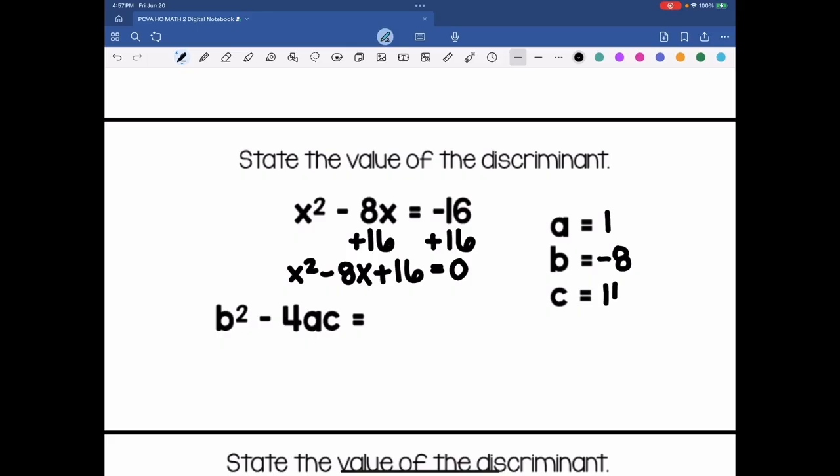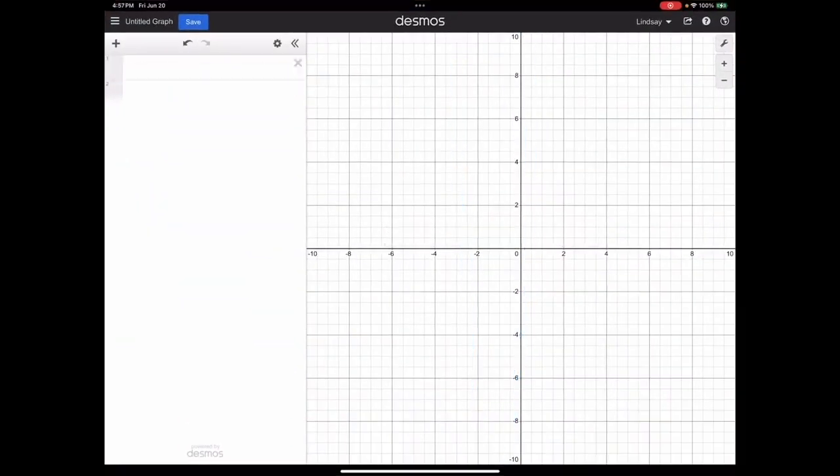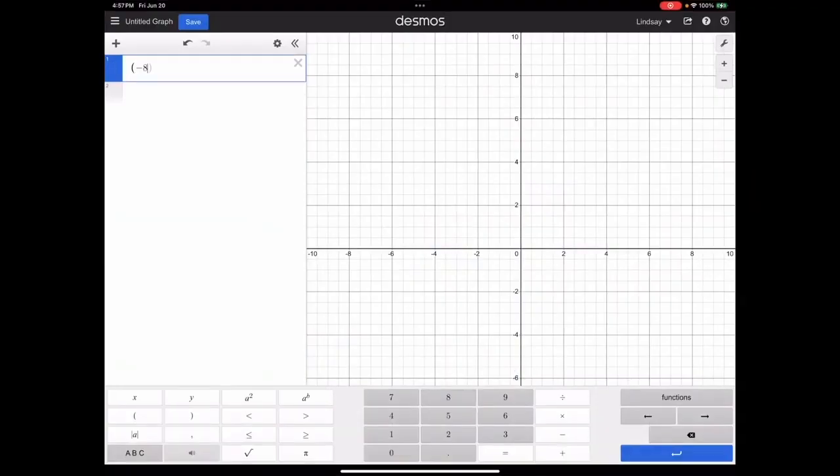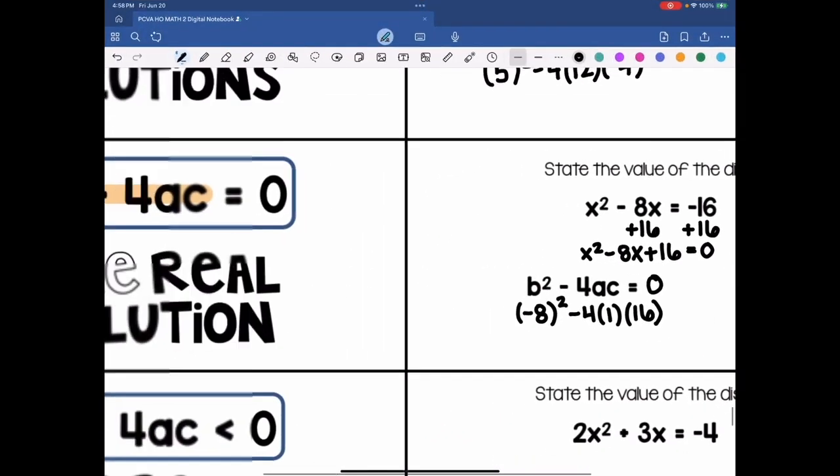So make sure that whenever you have a b value that's negative and you just square it, you put it in parentheses, because if not, it's not going to do the order of operations correctly. So I have negative 8 squared minus 4 times 1 times 16. So if we do negative 8 squared minus 4 times 1 times 16, I get 0. So when that discriminant equals 0, that means that we are going to have one real solution.